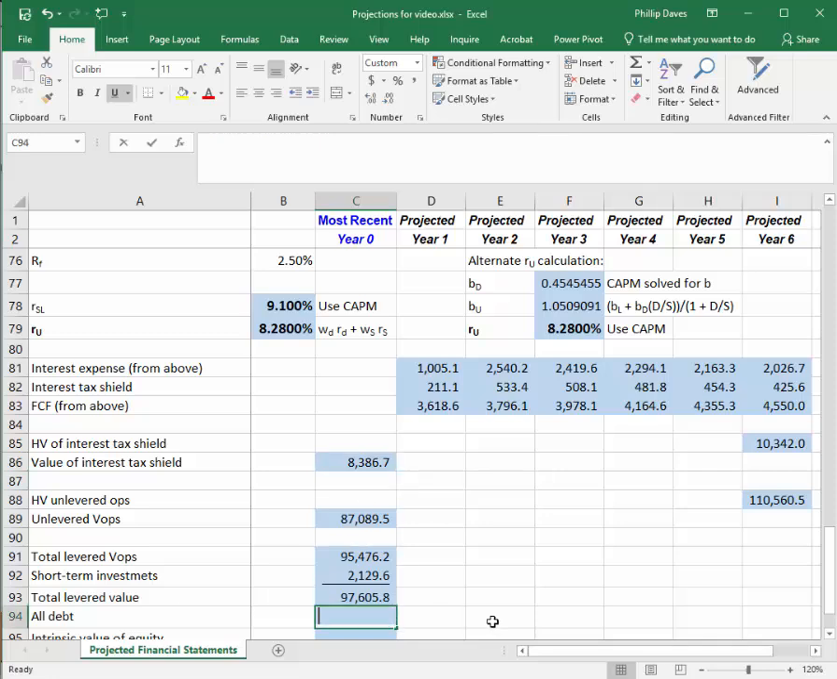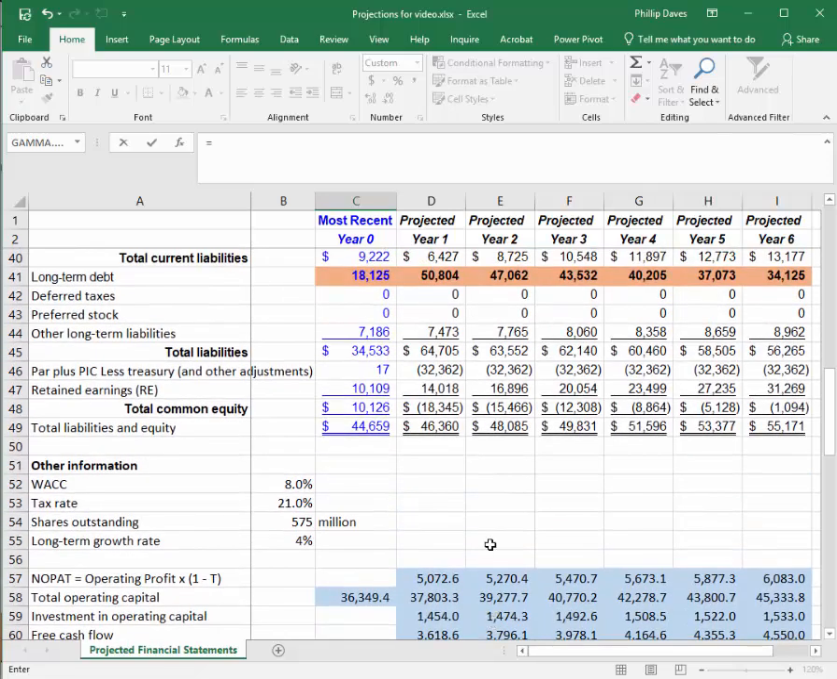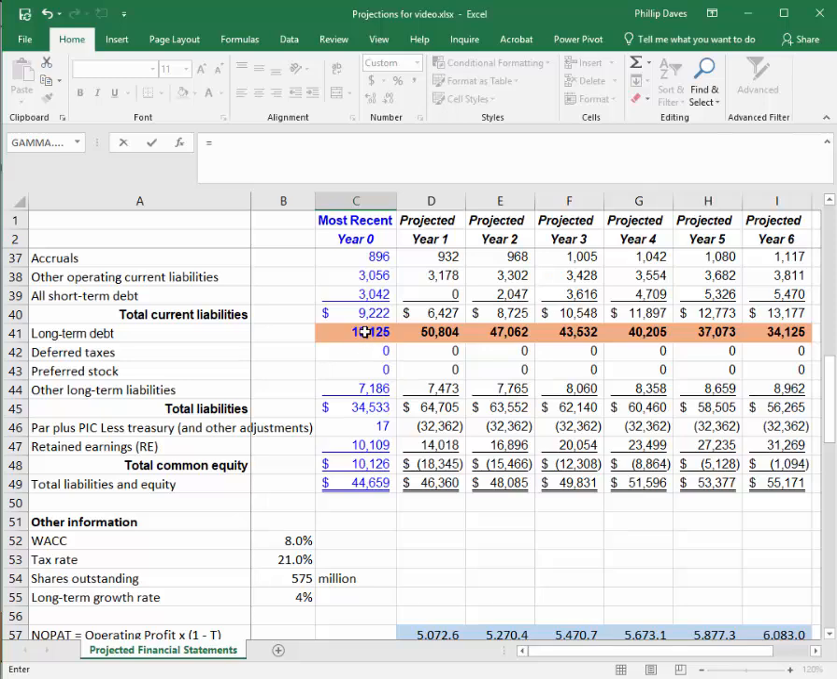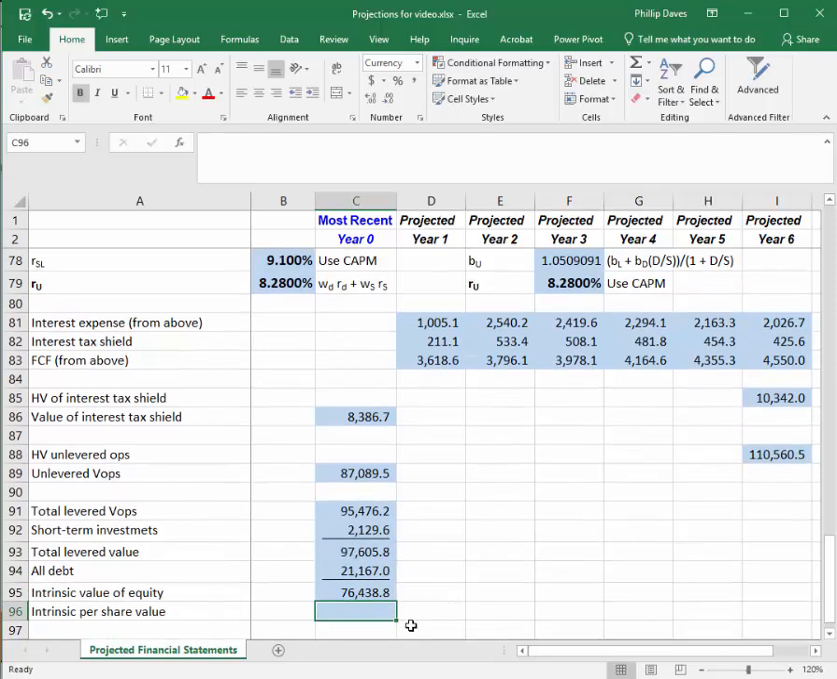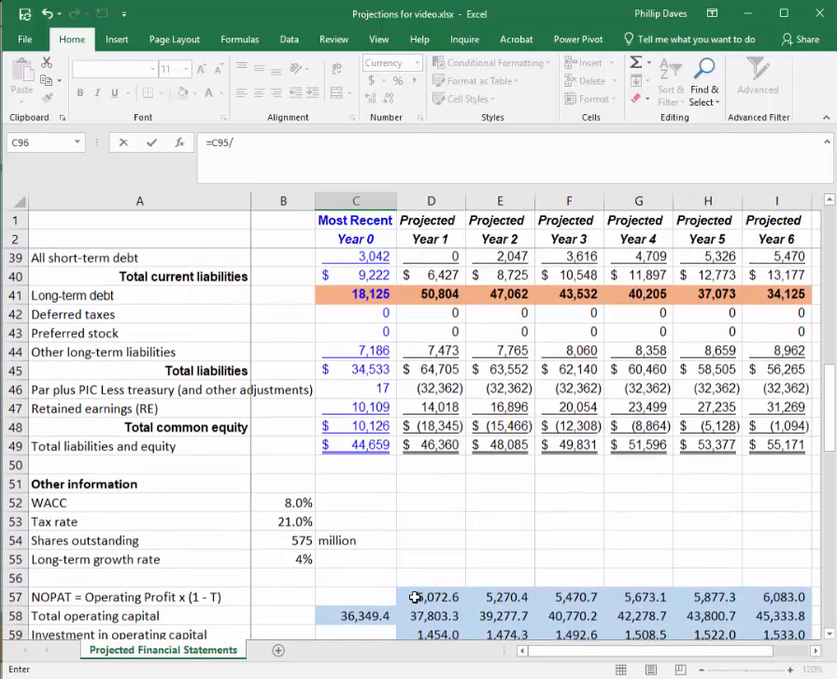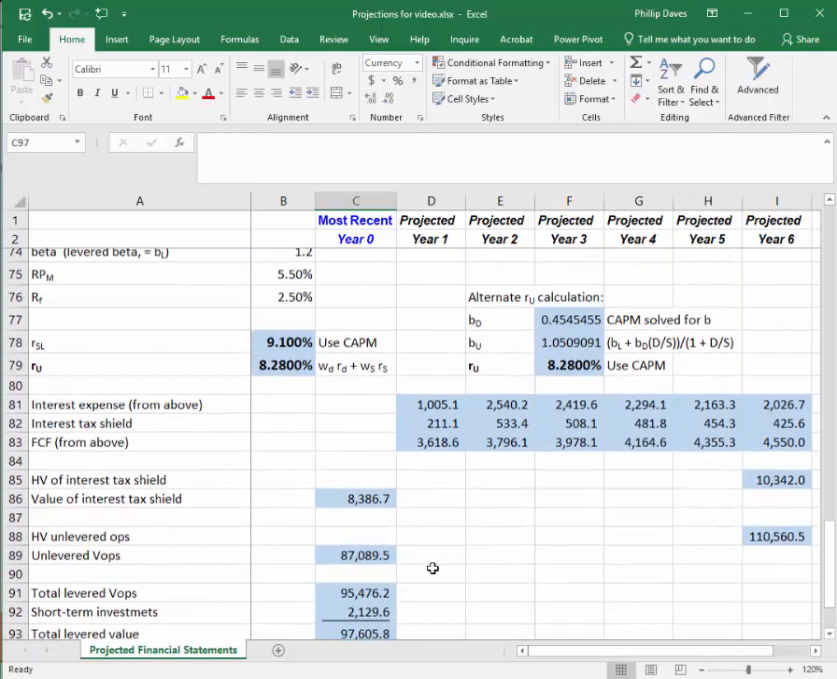We're going to subtract off all debt. And it's all debt now, not all debt after the recapitalization. So we're going to subtract off, we want long-term debt and we also want short-term debt. So $18 billion worth of long-term debt, $3 billion worth of short-term debt, just like before. The intrinsic value of equity is 97 minus 21, or $76 billion. And on a per-share basis, that's 76 divided by our 575 million shares, which is $132.94.